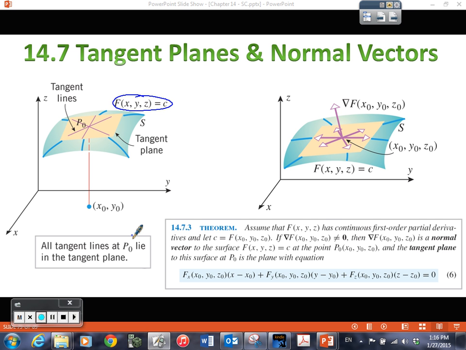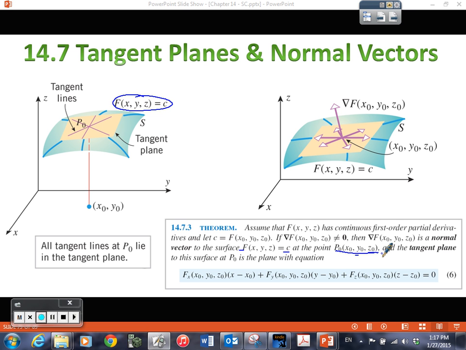Now let's talk about how we write the equation of a tangent plane. If you recall from several lessons ago, to write an equation of a plane, we need a normal vector and a point on the plane. In this particular case, our gradient is our normal vector. As long as the gradient's not 0, the gradient is a normal vector to the surface at this particular point.